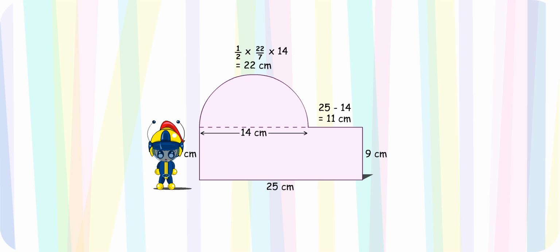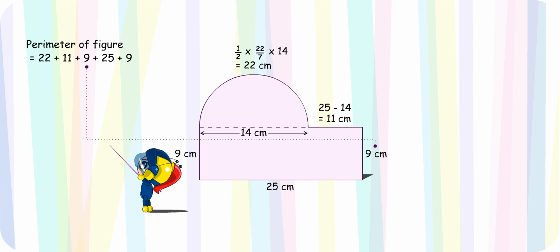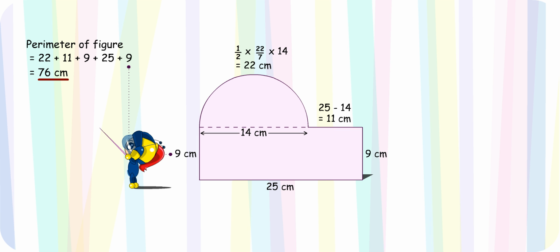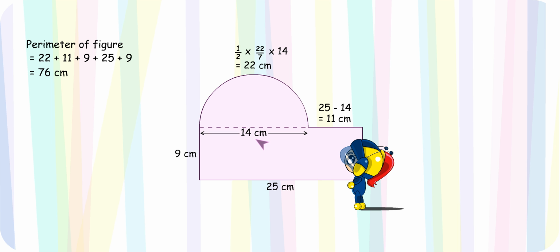So can you find the perimeter for me, Turbo Girl? That's easy. It's 22 centimeters plus 11 centimeters plus 9 centimeters plus 25 centimeters plus 9 centimeters, which gives 76 centimeters. Well done. Do remember that we do not add the 14 centimeters diameter of the semicircle as it is not part of the perimeter.